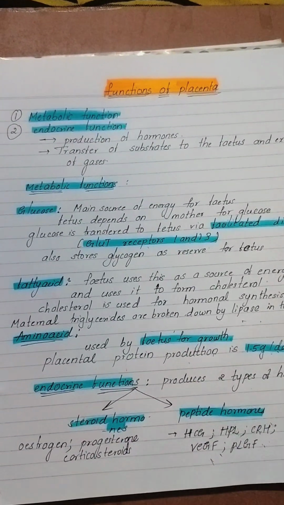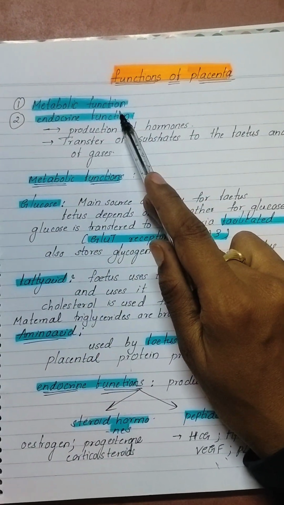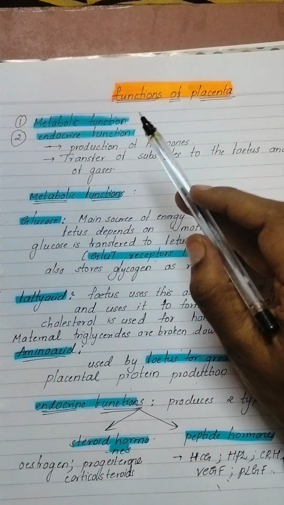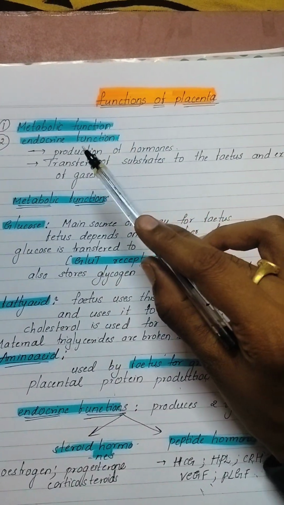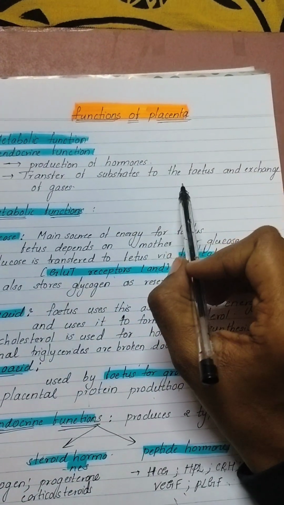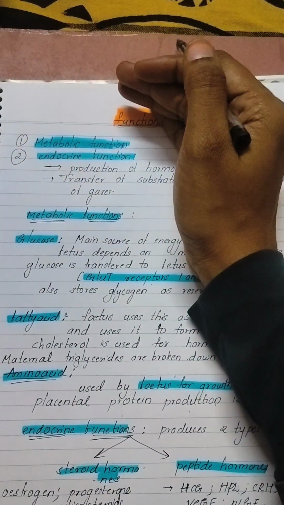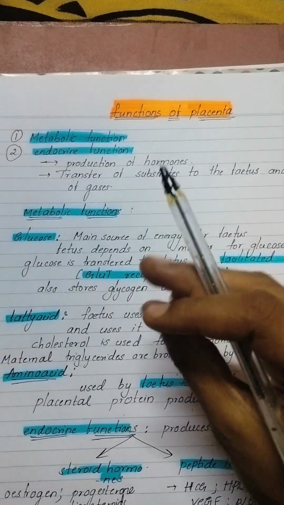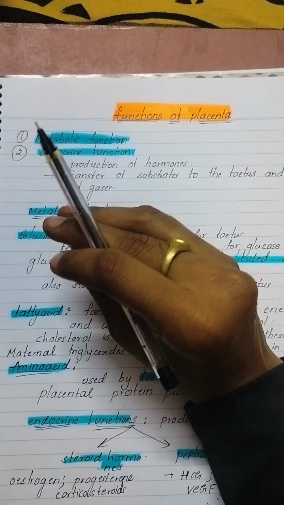So, the placenta has two functions: metabolic function and endocrine function. In endocrine function, the main function is the production of hormones and transfer of substrates to the fetus and the exchange of gases. So, it has two: one is production of hormones, and the transfer of substances between the fetus and the mother, and the exchange of gases between the fetus and the mother.